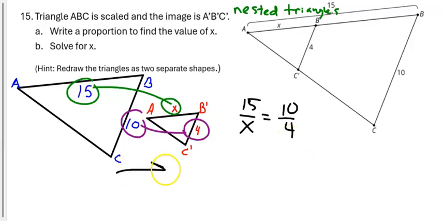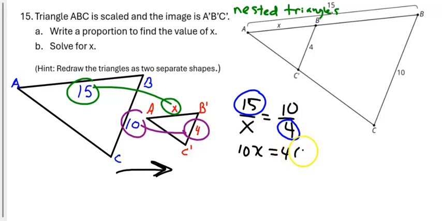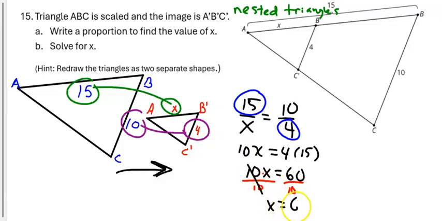I'm using the bigger shape to the smaller, so the top number is the shape on the left, the bottom number is the shape on the right. Cross multiply. So we have 10x is equal to 4 times 15. 4 times 15 is 60. Then we undo the multiplication with division. So x is equal to 6.